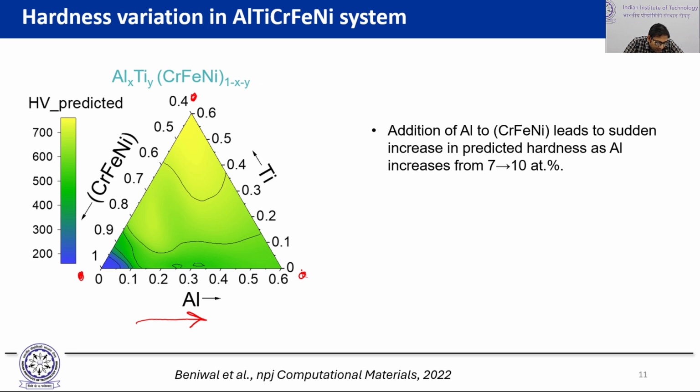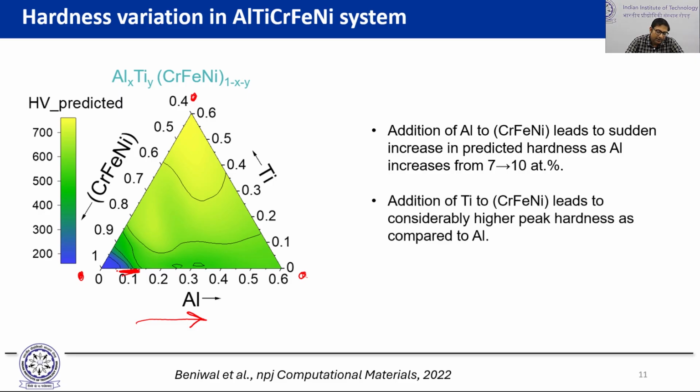So what you can see from this figure is that as you are adding aluminum, this is leading to a sudden increase in the predicted hardness. And this jump is quite apparent in this region when you are going from only a 7% to a 10% aluminum. In other words, you actually see a markedly nonlinear jump in the hardness value over here. If you add titanium, this also results in considerably higher peak hardness.